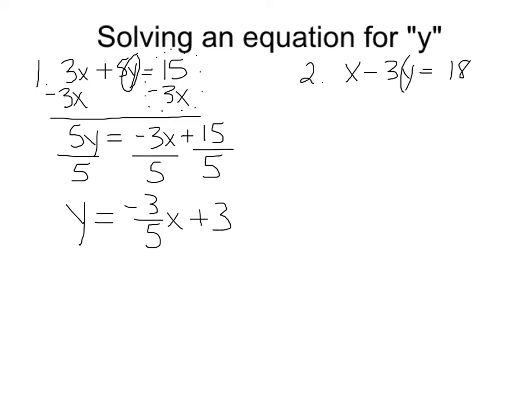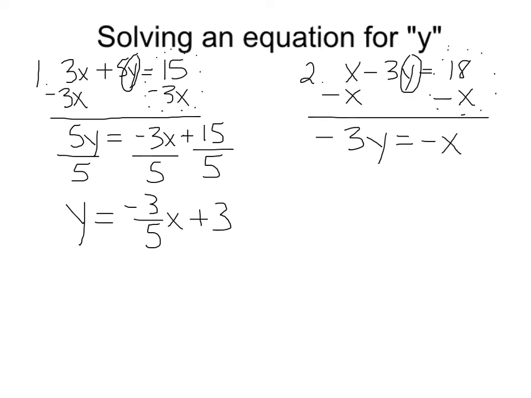I again want to get this y all by itself, so I'm going to subtract x from both sides. I just need to be careful on this one not to lose negative signs and not to make mistakes with them. I'm going to have negative 3y equals, again, these two things are not like terms, so I just need to write them next to each other. Negative x plus 18.